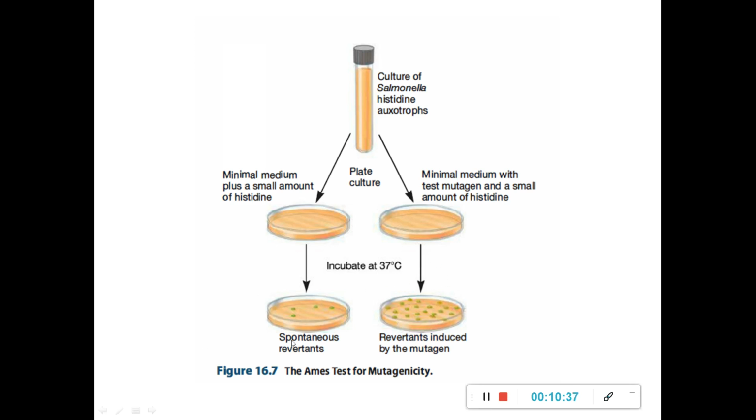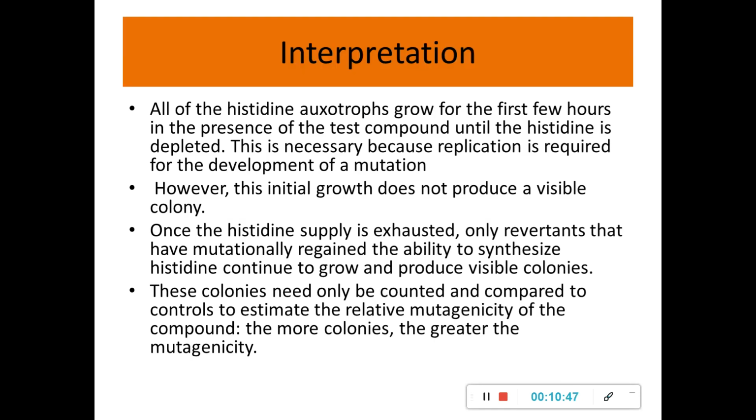Now, this is randomly occurring. In the case of spontaneous revertants, it is a randomly occurring process, not under the influence of any mutagen. So, coming to the interpretation, all of the histidine auxotrophs grow for the first few hours in the presence of the test component until the histidine is depleted.